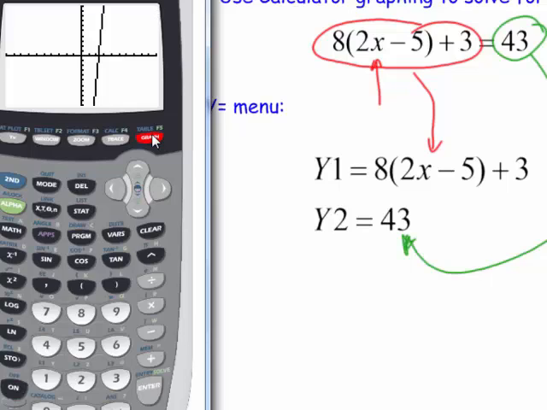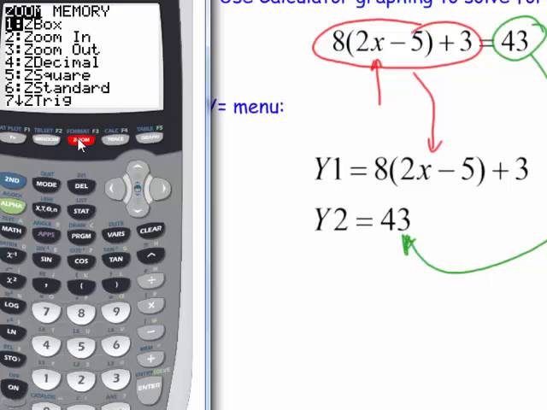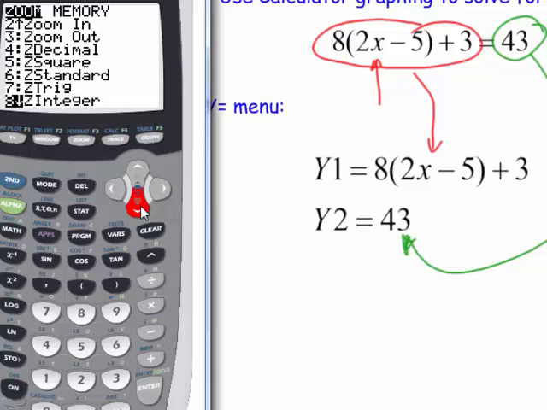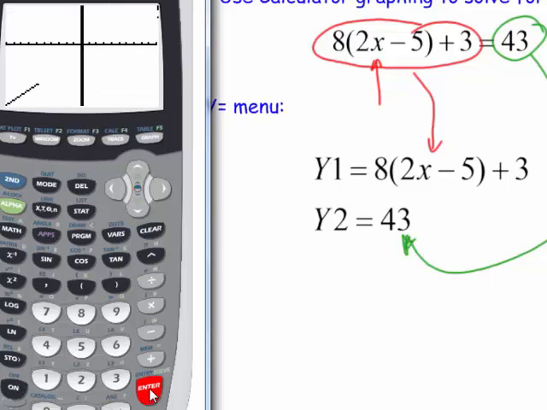Oh, I don't see the graphs. Boy, what do I have to do? Well, if you go to Zoom, sometimes we have some options. There's something called Zoom Fit, and it's all the way down to number 10. Sometimes that fits both lines. So let's try Zoom Fit and see if it gets them both here.